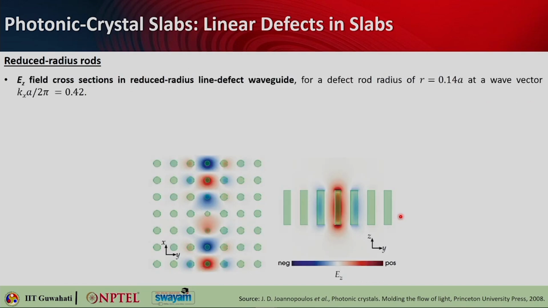So how does it help? Here you can see that if you have reduced radius rods, say the rod radius has been changed to this one. For a defect rod radius of r equals 0.14a, and at a particular wave vector k_x a by 2 pi given as this, if you take this particular value and simulate the results, you will see that you are able to waveguide light along this defect. Here also you can see the confinement along this line defect or reduced radius rod. So the electric field is mostly confined in this region.